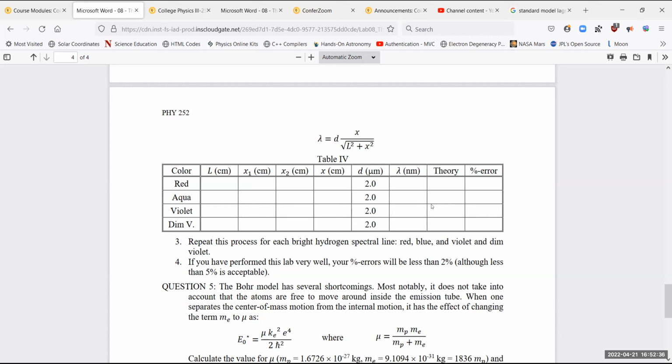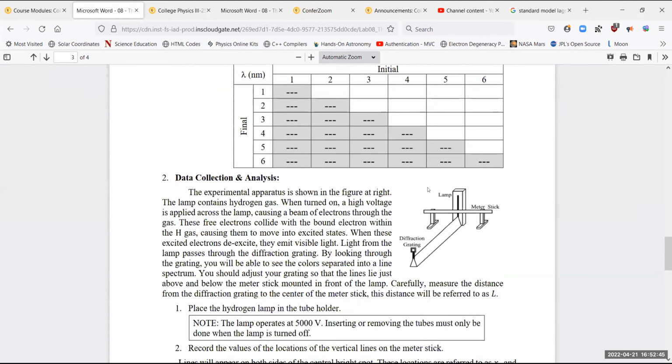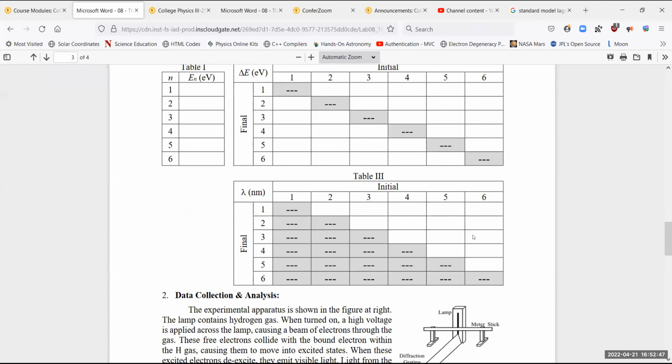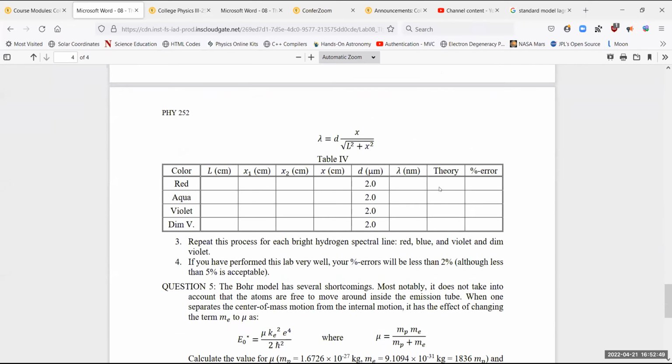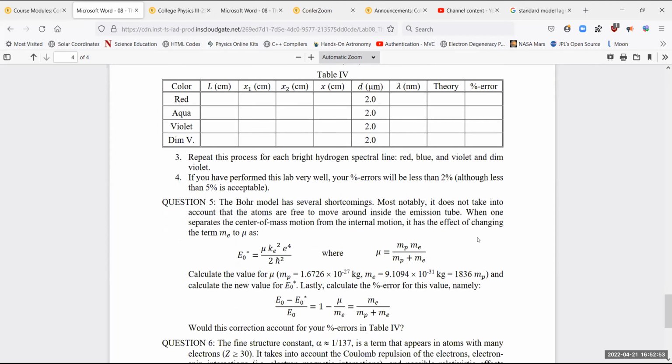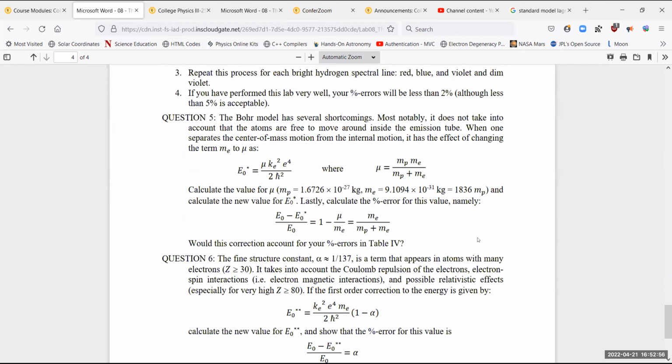If we did this in the actual lab, you will see these colors actually pop up, okay? But the simulation will just give you those numbers, and you're going to compare the theoretical values with the experimental values that you found in there, and you're going to find the percentage error, okay?